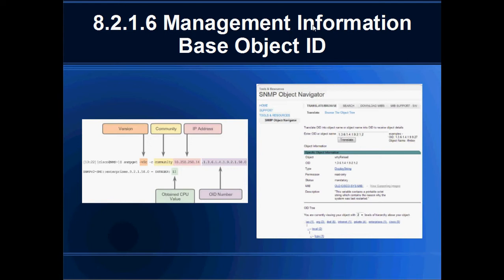The Cisco SNMP Navigator website allows a network administrator to research details about a particular object ID. We can see an example with a particular OID in the image on the left.